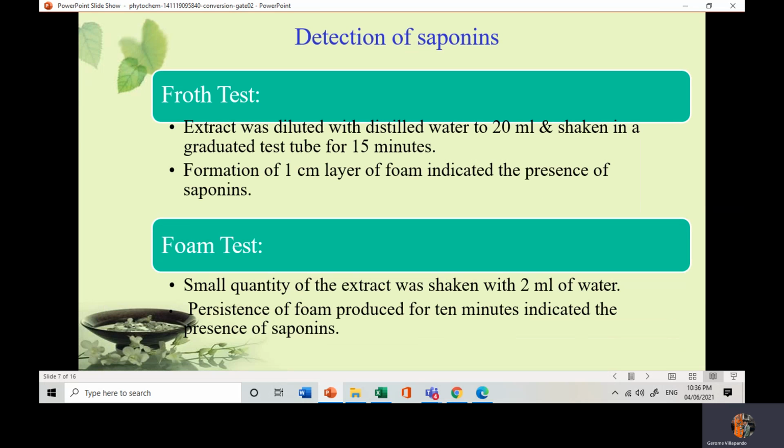Detection of saponins: the extract was diluted with distilled water to 20 ml and shaken in a graduated test tube for 15 minutes. Formation of a 1 centimeter layer of foam indicated the presence of saponin in the sample. In the foam test, a small quantity of the extract was shaken with 2 ml of water. Persistence of foam produced for 10 minutes indicated the presence of saponins. Please do take note of the indicator for each test.